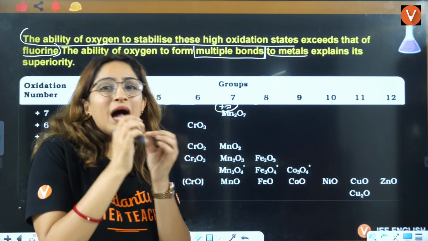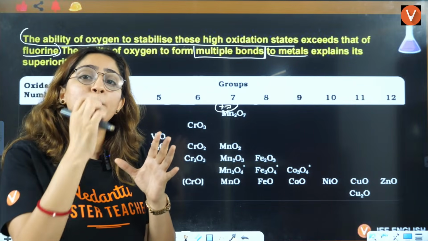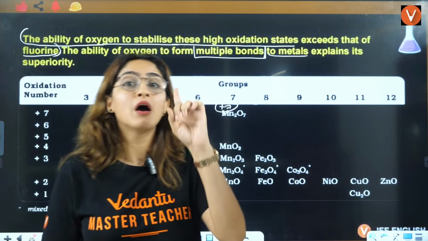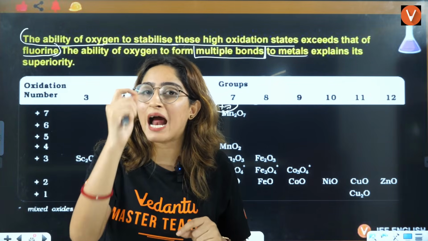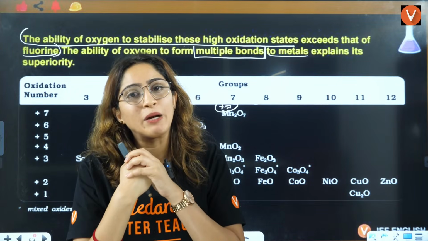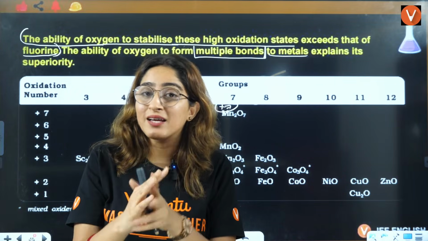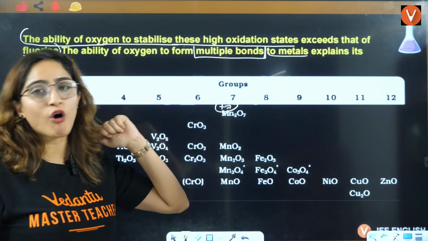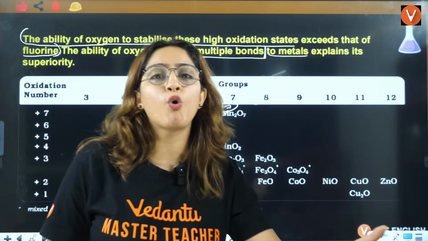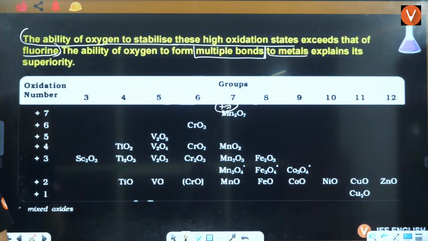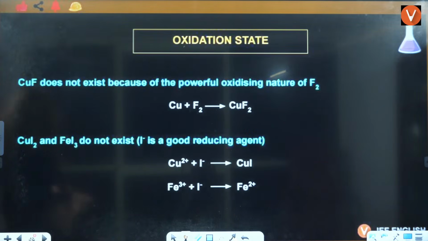With one double bond, it is able to give a +2 charge. That means one oxygen atom is able to give +2 charge to that particular metal, that is manganese. That is the reason oxygen forms a higher oxidation state as compared to fluorine. Okay? Yes, everybody? Clear? Let me know in the chat box if that is clear or not.